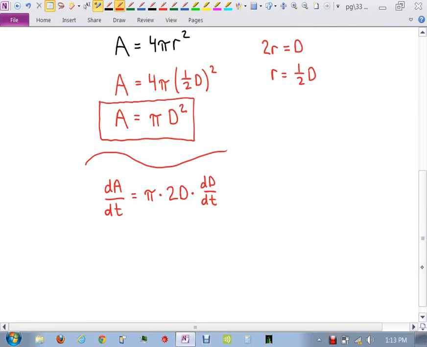DDT. Any questions on how d squared becomes 2d dD/dt?